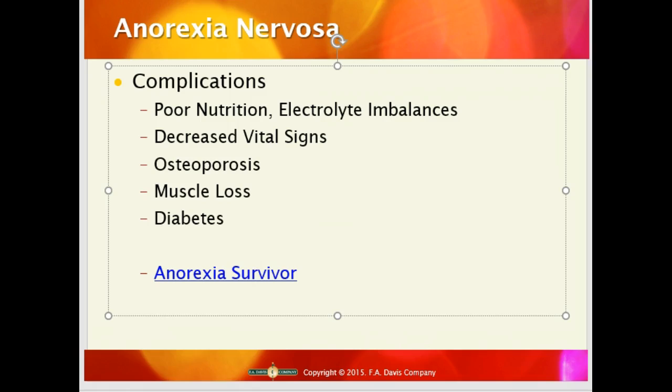We already discussed some of the complications. They have poor nutrition. They have electrolyte imbalances. Their vital signs can be decreased. They can have a fall in blood pressure or pulse. They are prone to osteoporosis and muscle loss. They are candidates for diabetes. And here you'll see a video. It's only about 4 minutes on a survivor of anorexia and how her story began. Make sure you take a few minutes to watch that.